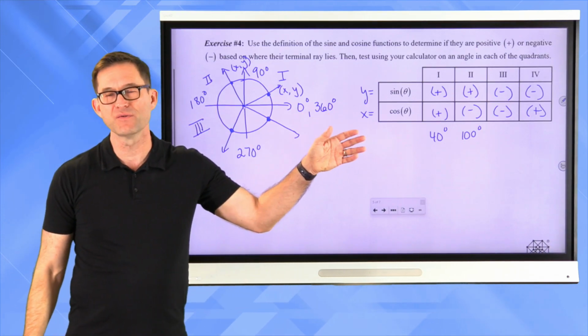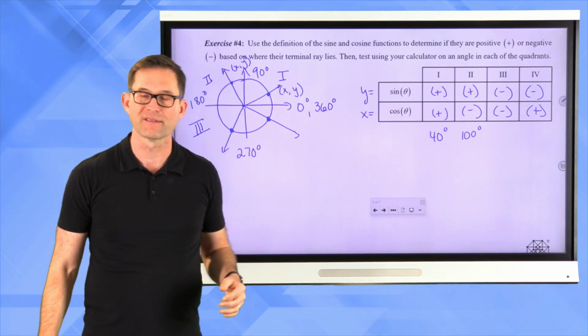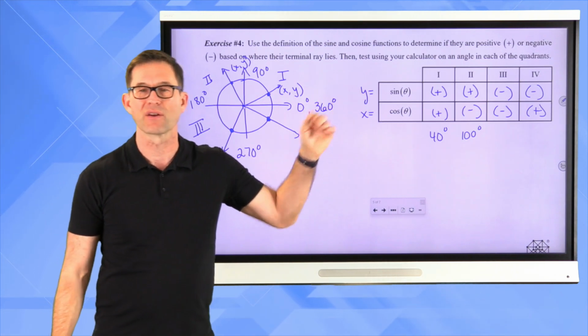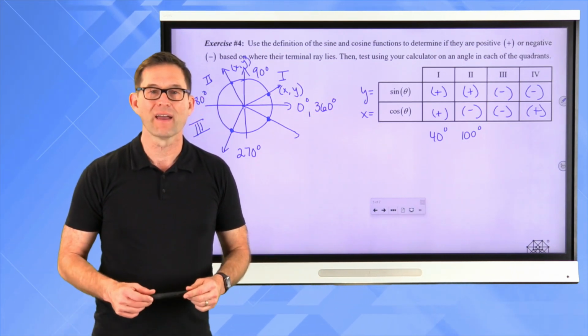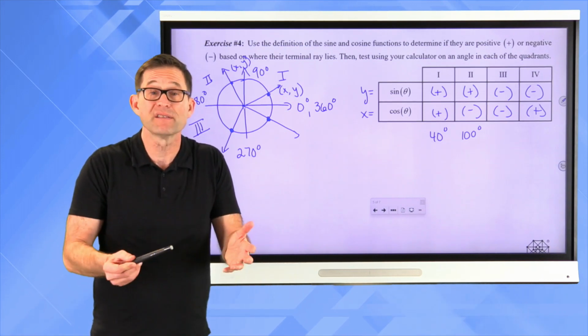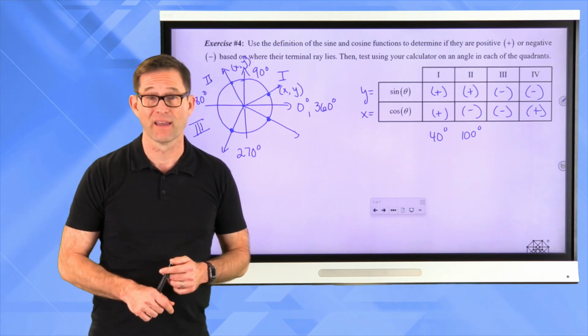Now I know it's kind of annoying. Sine is y, cosine is x. We tend to think about the x-coordinate first and the y-coordinate second, but I've got sine listed first and cosine listed second. That is what it is. Sine is the basis of it all, and cosine is based on sine.